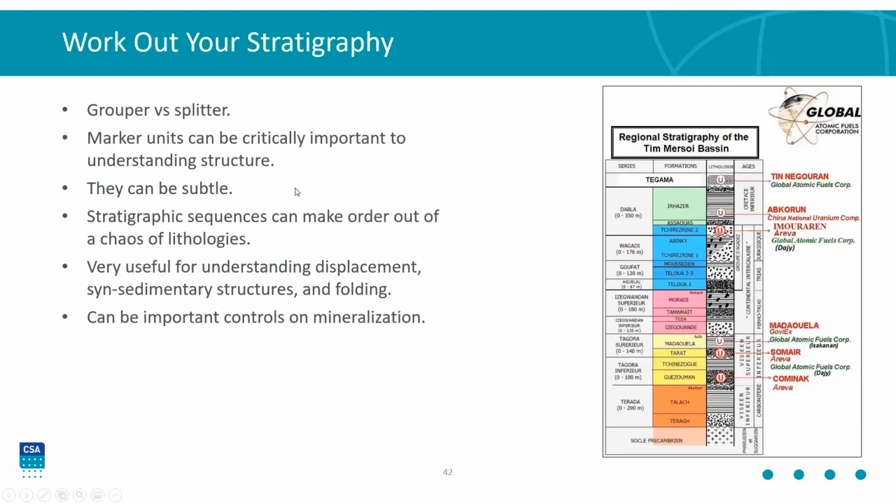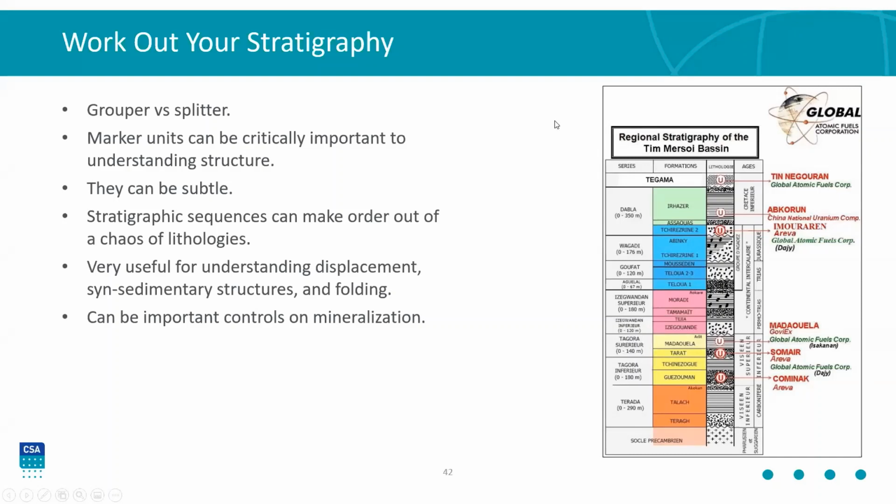Another useful, easy win is working out stratigraphy. And so early on in a project, you'll often be logging lithologies, and people tend to be splitters at this stage. And by that, I mean, they break the core down into lots and lots of tiny little pieces. But after a while, you want to go through and start working out which pieces go together. Are there sedimentary sequences which can be grouped and are consistent? Are there any marker structures that you can recognize?